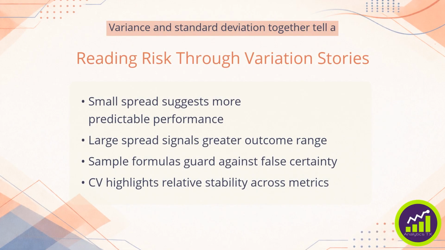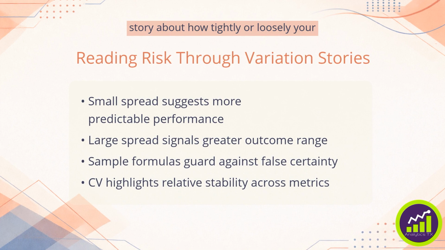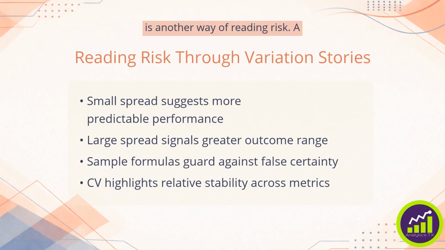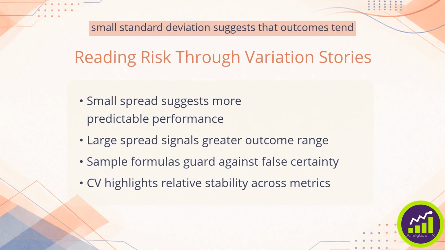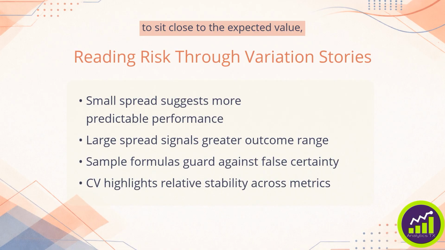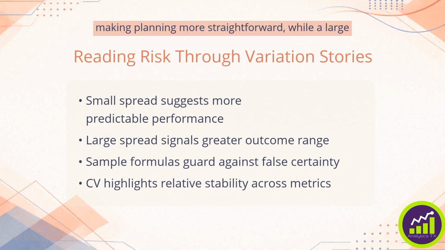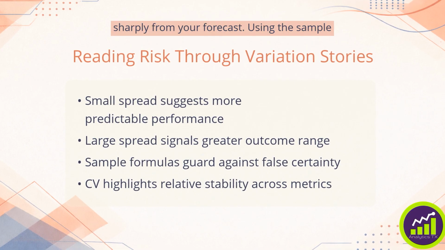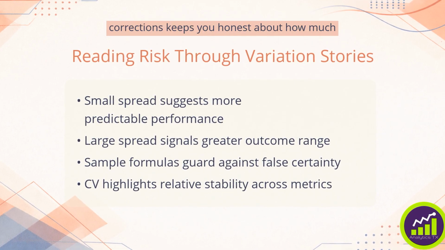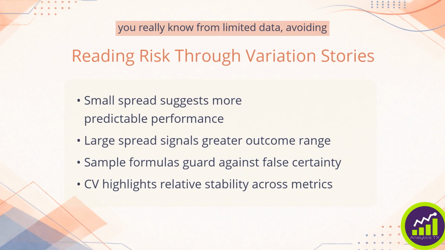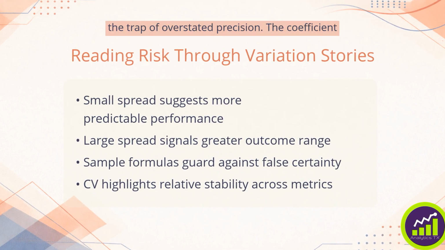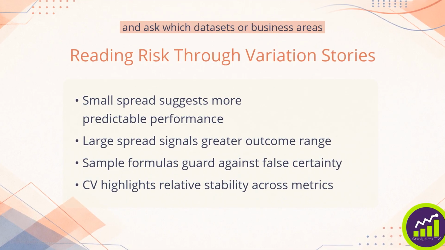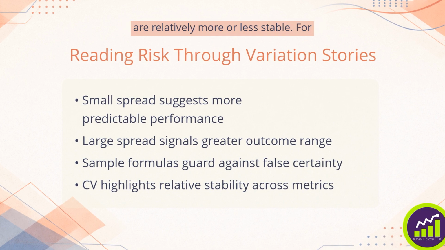Variance and standard deviation together tell a story about how tightly or loosely your data values cluster around the mean, which is another way of reading risk. A small standard deviation suggests that outcomes tend to sit close to the expected value, making planning more straightforward, while a large one warns that reality could deviate more sharply from your forecast. Using the sample corrections keeps you honest about how much you really know from limited data, avoiding the trap of overstated precision. The coefficient of variation then lets you step back and ask which datasets or business areas are relatively more or less stable.